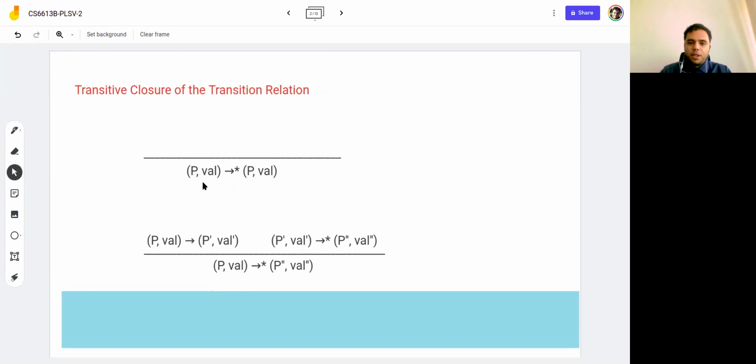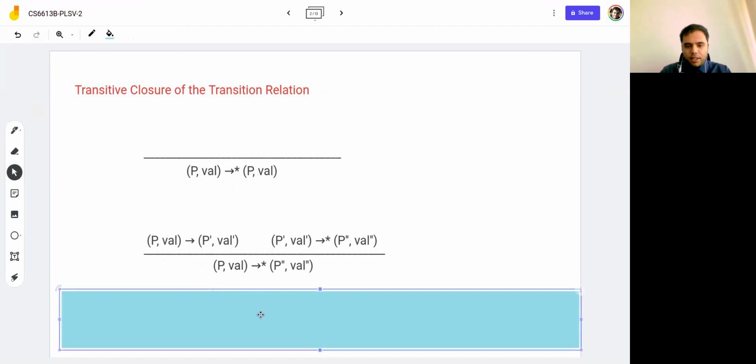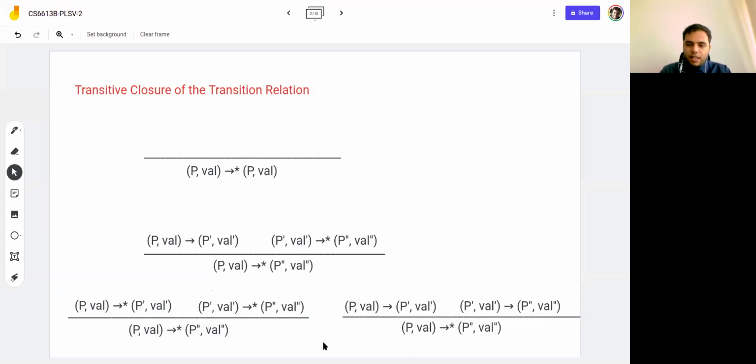So from a state, you can definitely reach itself. And if you can go from one state to some other state, and then from that other state, you can reach a third state, then you can reach the third state from the very first state. That's also obvious. And then using these rules as the definitions of the reachability relation, we can basically define some redundant rules as well.